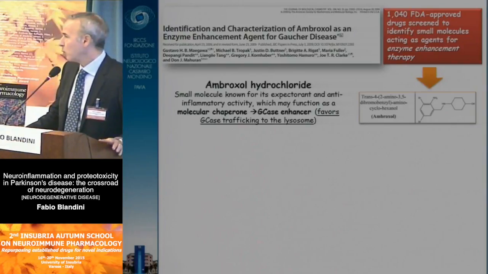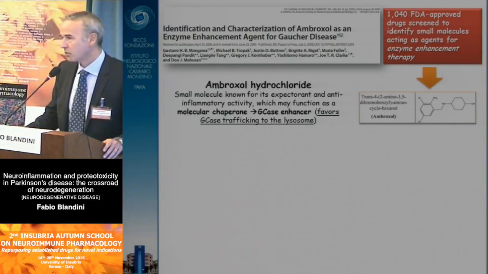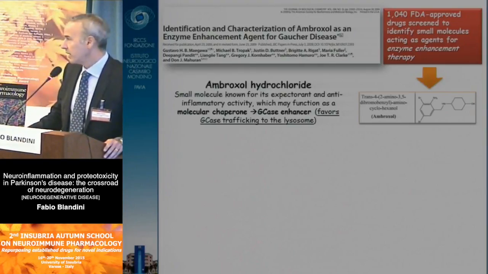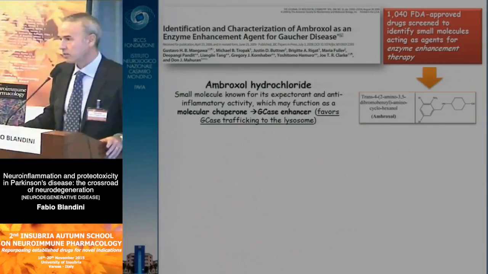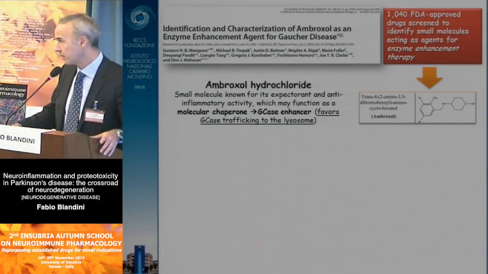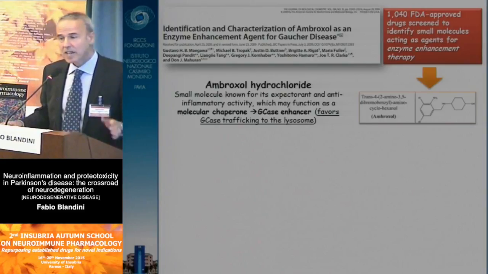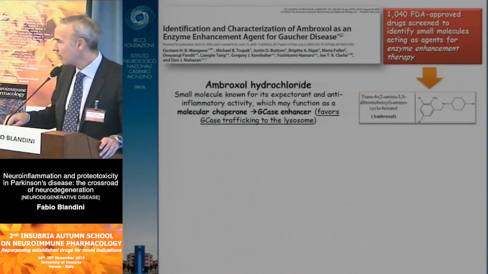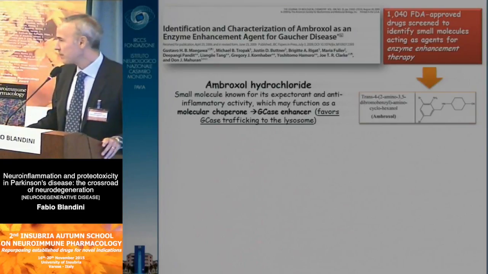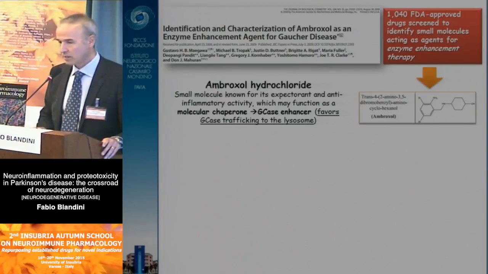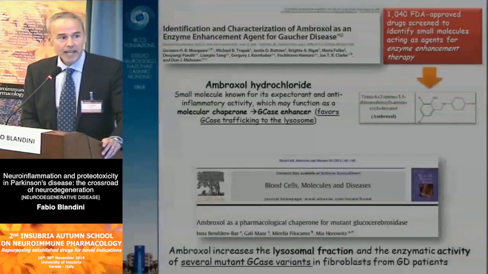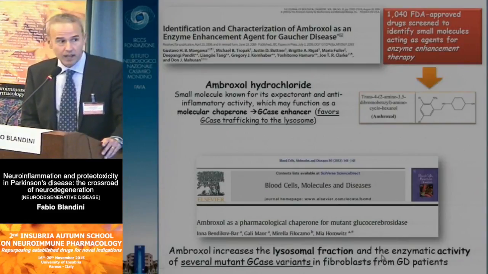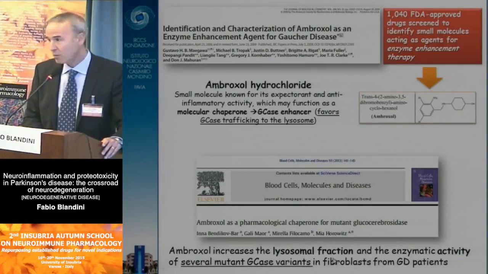Ambroxol, probably we all had been administered ambroxol when we were kids, or when we were having a fever or cold or cough, because it's known in Italy with the brand name of Mucosolvan. And since I realized that one of the topics of this autumn school, Marco, was drug repositioning, I thought that this would fit perfectly well with the concept of this course. And ambroxol has been shown to increase the lysosomal fraction and the activity of several mutant GCase variants in the fibroblasts of patients with Gaucher disease.